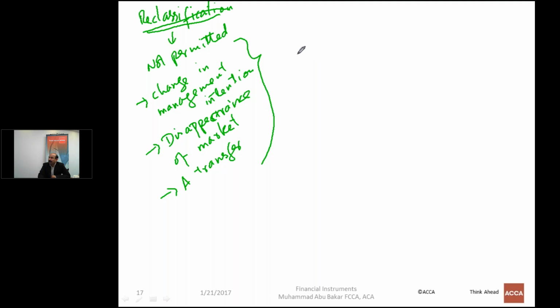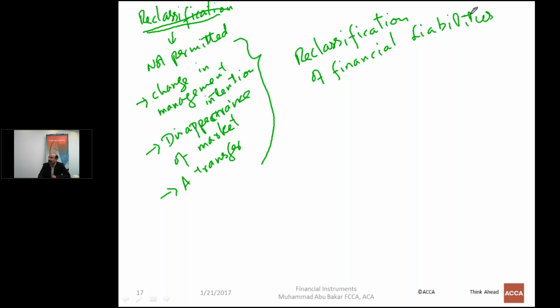Further, please note these are small points and you can note them. Reclassification of financial liabilities. Reclassifications of financial liabilities are not permitted.